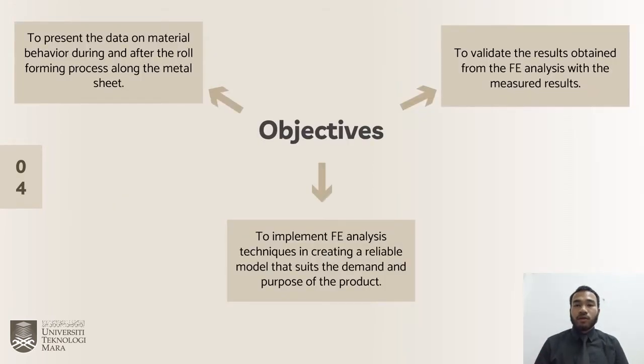There are three objectives for the proposed study. These objectives are focused on the FEA implementation in roll forming process. The first one is to present the data on the material behavior during and after the roll forming process along the metal sheet. The second one is to validate the results obtained from FE analysis with the experimental results. The last objective is to implement FE analysis techniques in creating a reliable model that suits the demand and the purpose of the product.